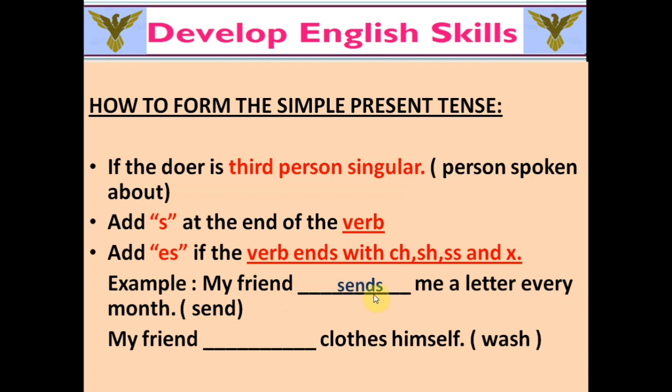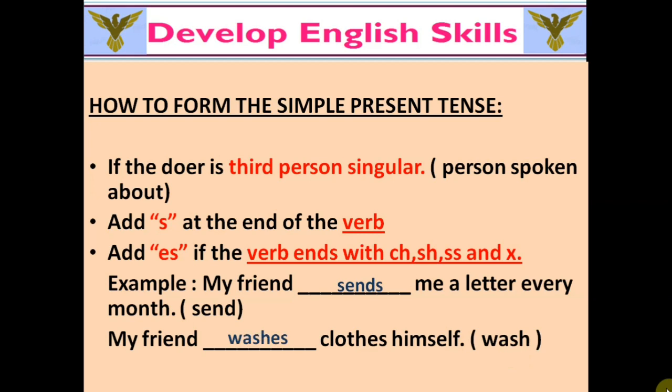Now look at the second example. My friend dash clothes himself. Now the verb is wash. So see, the verb ends with sh. So there you have to add es to it.